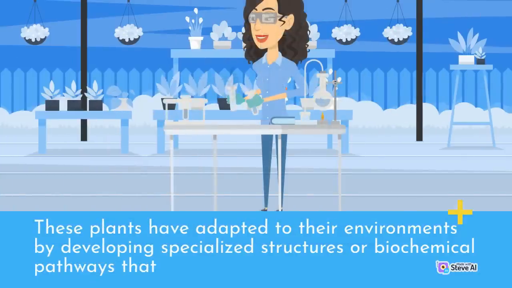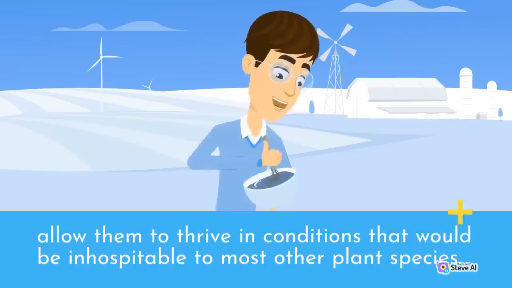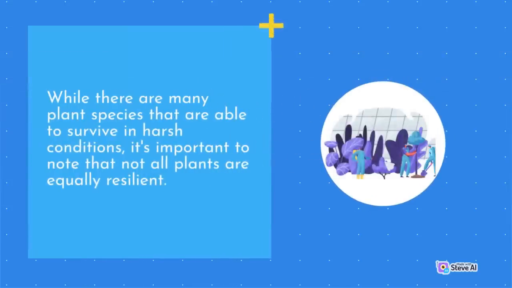These plants have adapted to their environments by developing specialized structures or biochemical pathways that allow them to thrive in conditions that would be inhospitable to most other plant species. While there are many plant species that are able to survive in harsh conditions, it's important to note that not all plants are equally resilient.